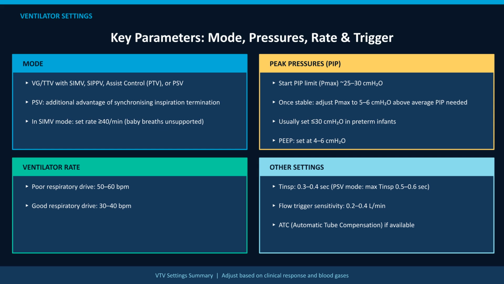Key ventilator settings include using VTV with modes like SIMV or assist control, setting peak inspiratory pressure limits, and appropriate PEEP. The ventilator rate should be 50 to 60 BPM for poor respiratory drive and 30 to 40 BPM for good drive. Other settings include inspiratory time and flow trigger sensitivity.